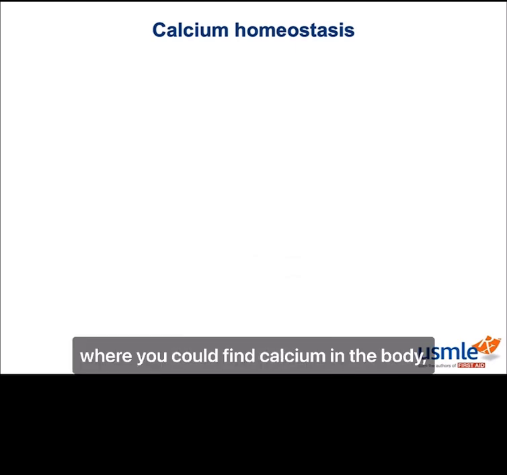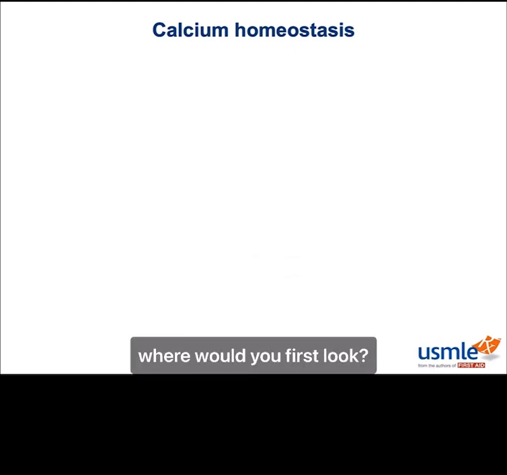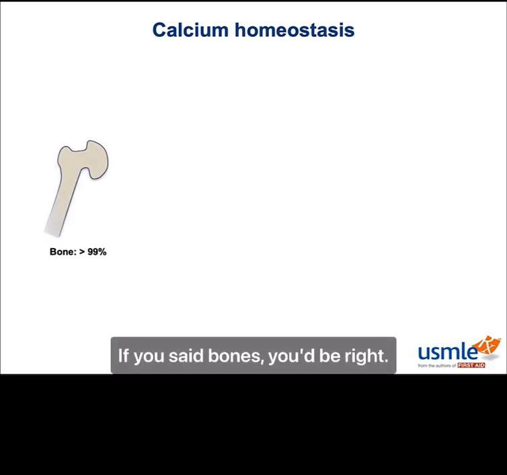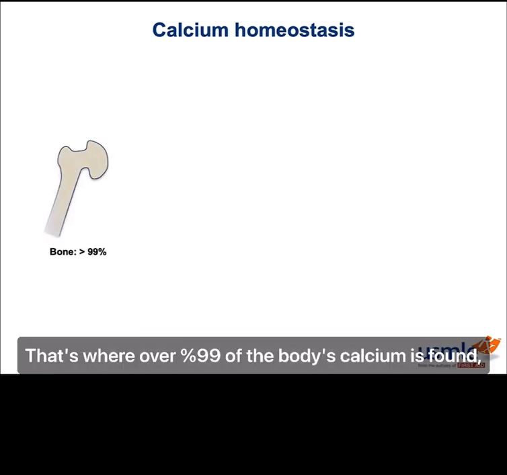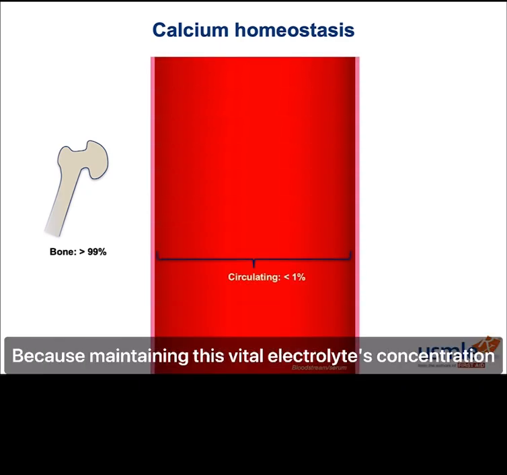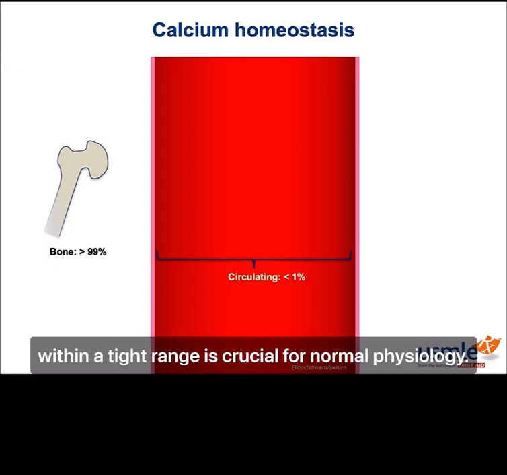If I were to ask you where you could find calcium in the body, where would you first look? If you said bones, you'd be right. That's where over 99% of the body's calcium is found. But the calcium we're primarily interested in, at least in this section, is the fraction of a percent found in the blood, because maintaining this vital electrolyte's concentration within a tight range is crucial for normal physiology.